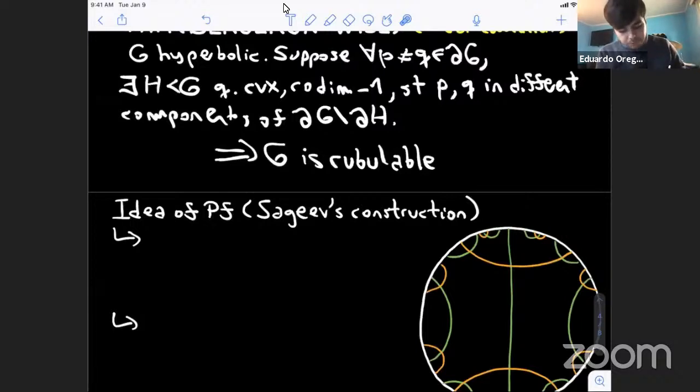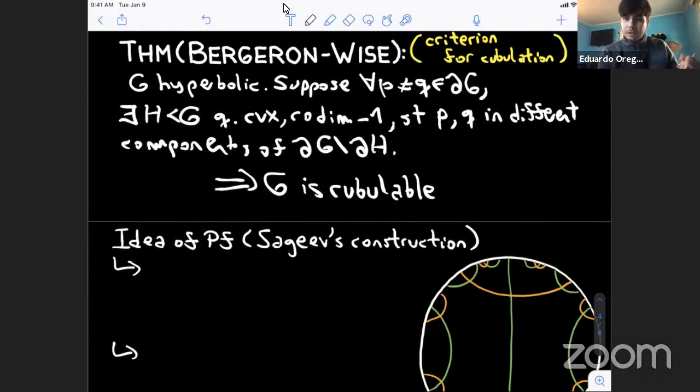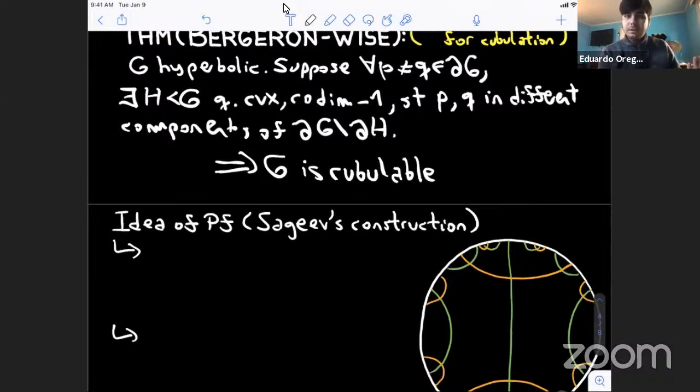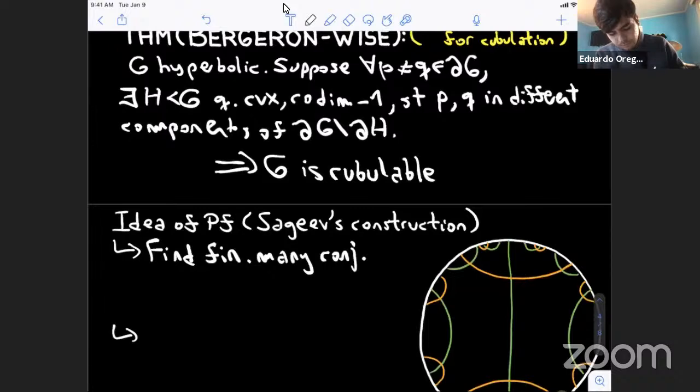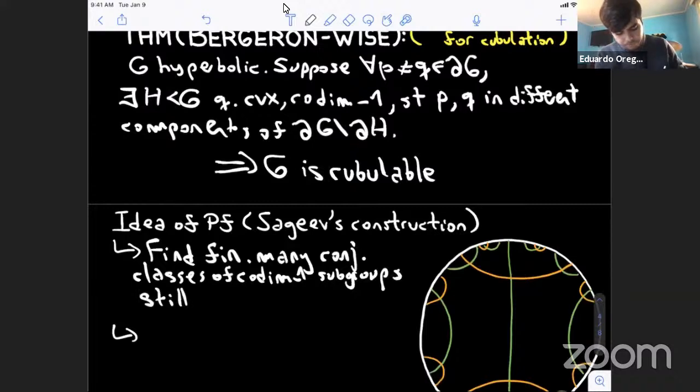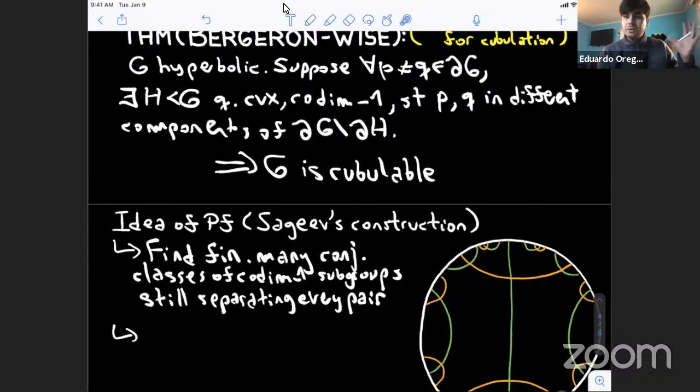The idea is that if you have codimension one subgroups, at this point, each pair gives us a codimension one subgroup satisfying this condition, but the point is that we can actually reduce our family and say that these codimension one subgroups come from just finitely many conjugacy classes. So we can find finitely many conjugacy classes of codimension one subgroups and still separating. And here we're using that the action of the group on its boundary is nice enough, so that we can reduce to this situation.